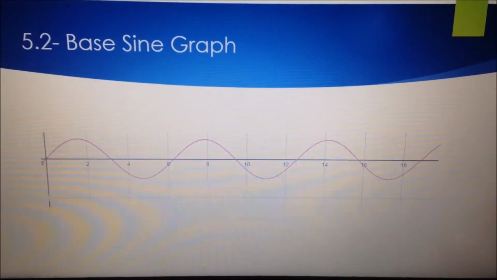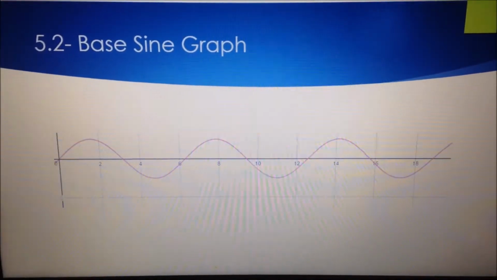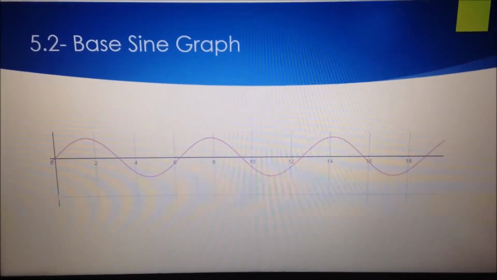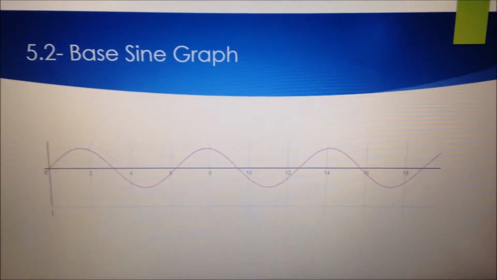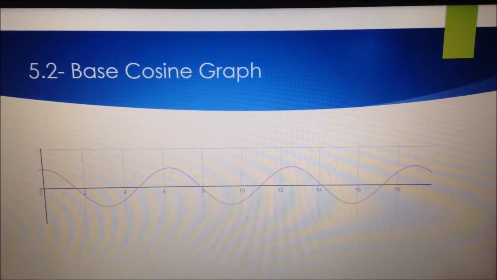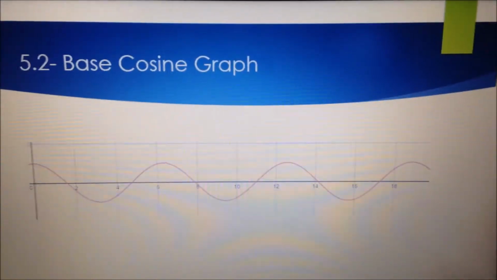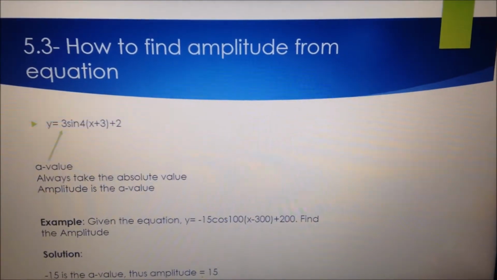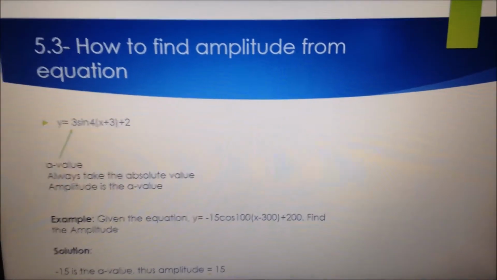So 5.2 is all about identifying base sine and cosine graphs. Now this right here is a base sine graph. You could tell that the y-intercept is 0, while this right here is a base cosine graph. Now this particular subchapter is not entirely important, but what is important is 5.3. Now 5.3 goes into depth.